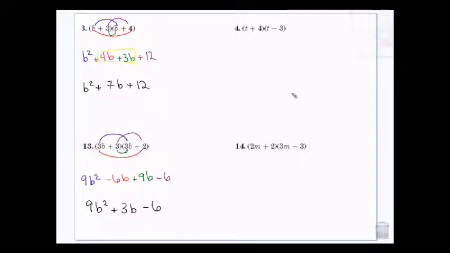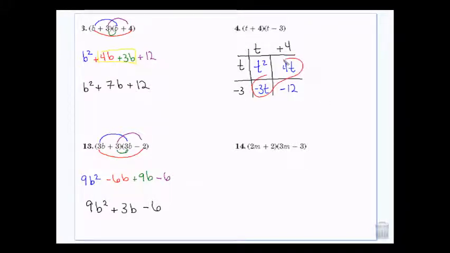So for the table, if you like it better, you don't have to like it better, that's fine. Like I said, they both work. Pick which one you like. t times t is t squared. t times 4 is 4t. Negative 3 times t is negative 3t. And negative 3 times 4 is negative 12. Here's my like terms. So I get t squared plus t, because I have negative 3 and positive 4, gives me 1 positive, and minus 12.